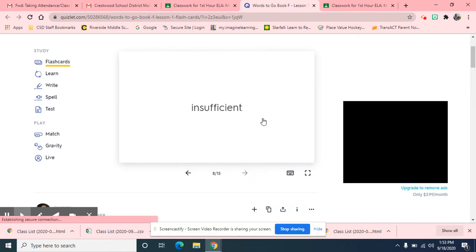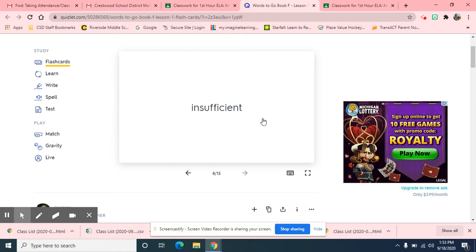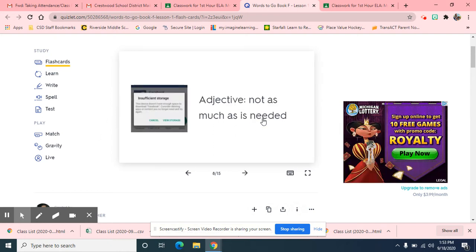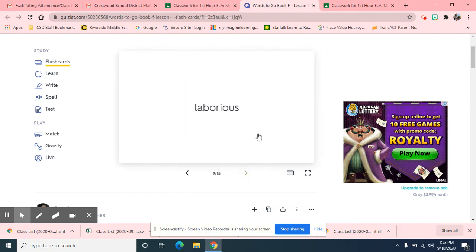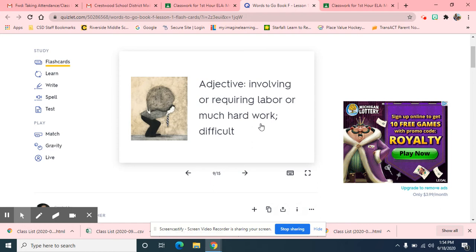The next one is insufficient. Insufficient: not sufficient, not enough, not as much as needed. And that is an adjective. Laborious. Laborious means it requires a lot of labor and hard work. It is an adjective involving or requiring labor or much hard work. It is difficult.